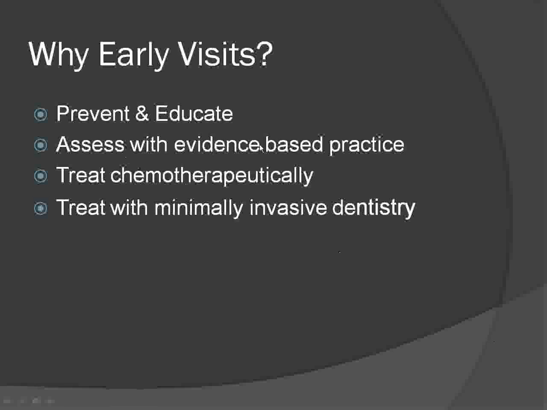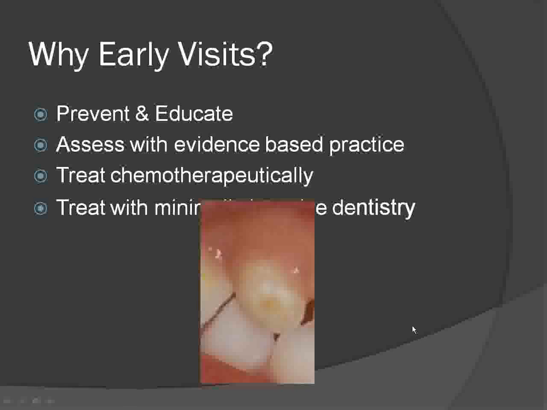So for example, if we were able to see this young child right away, we might be able to put some fluoride varnish on those white spots on the teeth and help arrest the caries. Also, the tooth in this picture might be a tooth where we could remove the cavities in a non-invasive approach and put on a fluoride-releasing filling. And again, we might be able to avoid a general anesthesia appointment for this child.